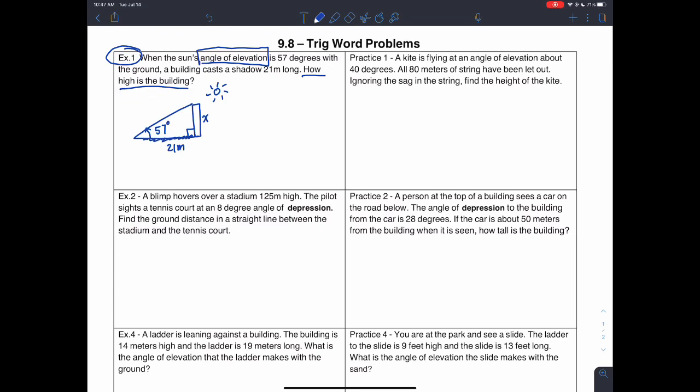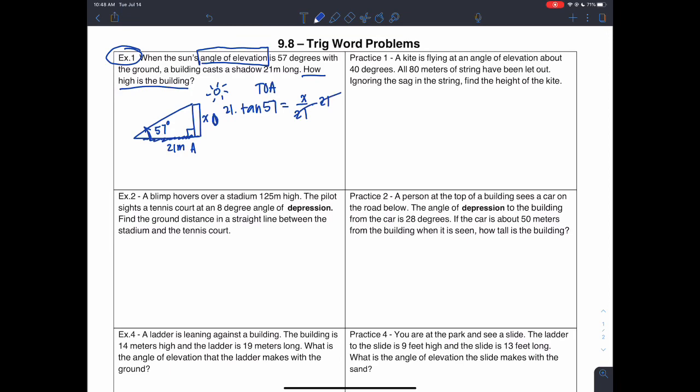So our angle is 57 degrees, which is over here. X would be opposite, and our 21 meters will be adjacent, which means we will be using TOA, which is tan. So tangent of 57 is equal to opposite, which is x, over adjacent, which is 21. Then we multiply by 21 on both sides to solve for x.